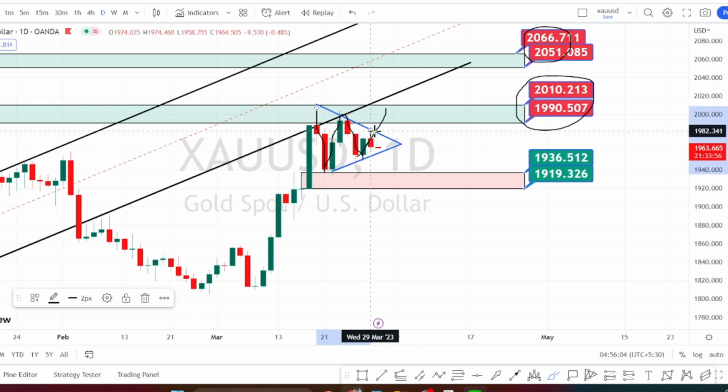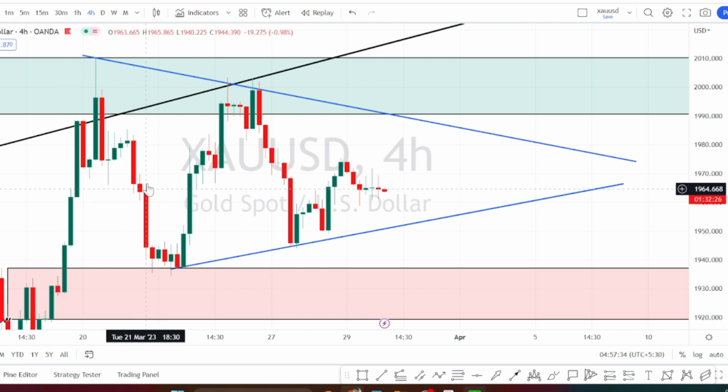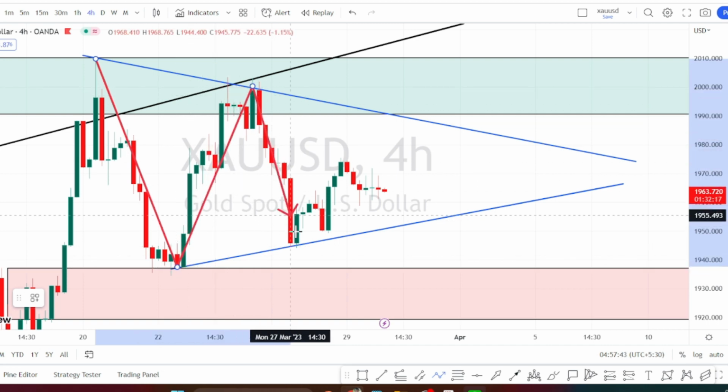Let us look at the price action in 4 hours time frame. I am in 4 hours time frame. Here in 4 hours time frame also we are noticing the price action to be consolidating between the resistance line from the daily time frame and the support line from the daily time frame.